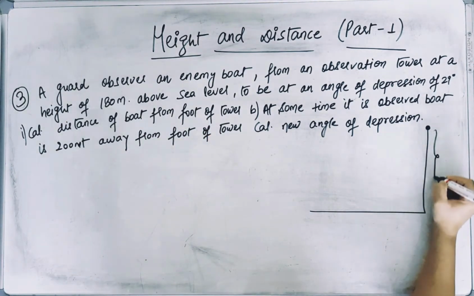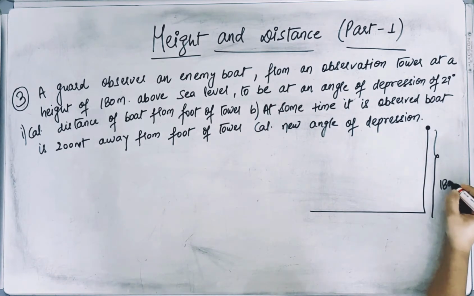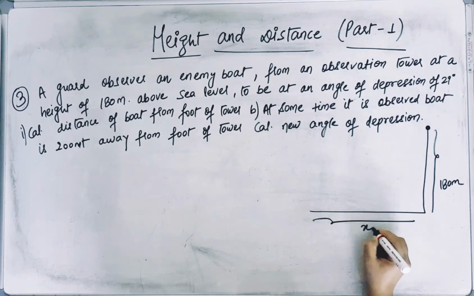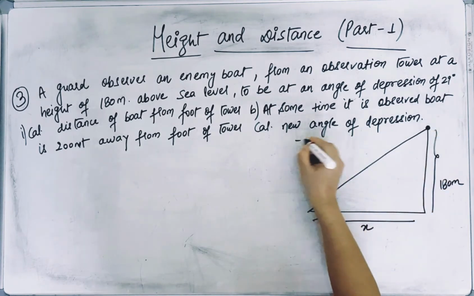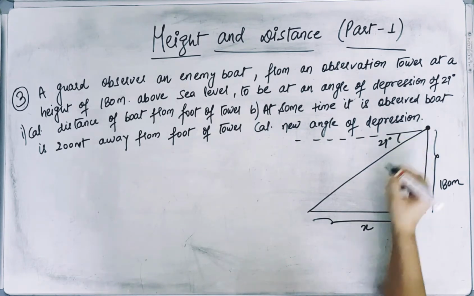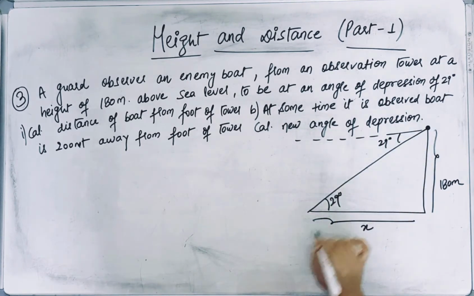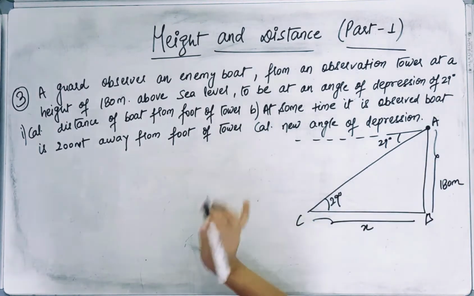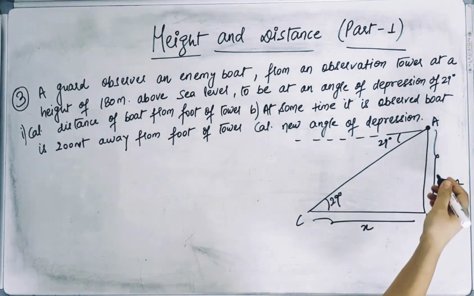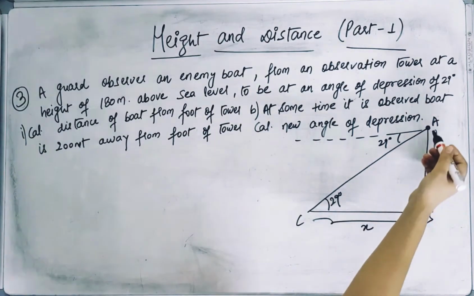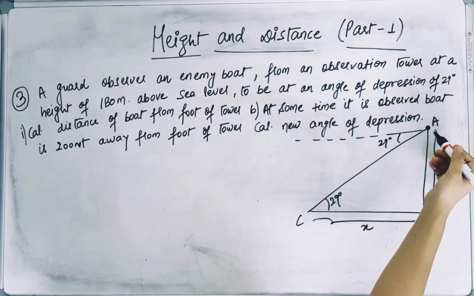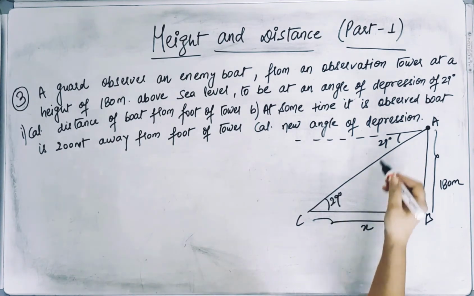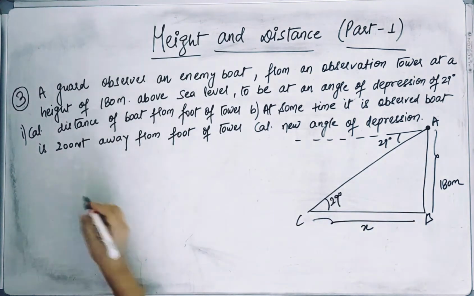Now we are provided that height of the tower is what? 180 meter. We have to calculate foot of the tower, that means this x, and here angle of depression. So angle of depression is 29 degree. So I'll assume this angle of elevation also to be 29 degree. So we'll write each and everything whatever we have assumed. Let AB be the height of the observation tower and A is the position of the guard from where he is observing enemy boat, which is at point C at an angle of depression of 29 degree. So this is also 29 degree. This all you have to write it over here.